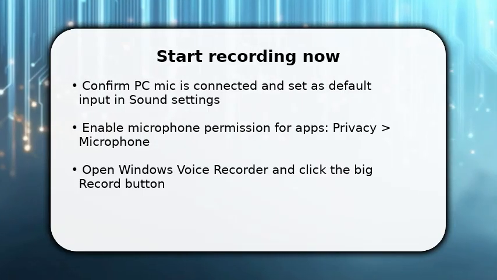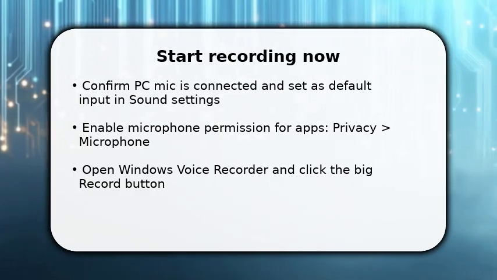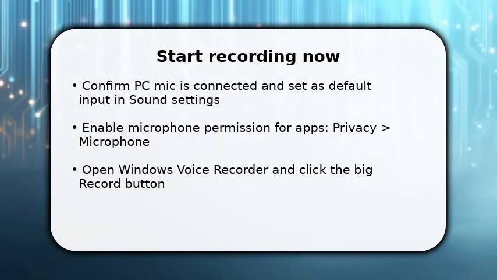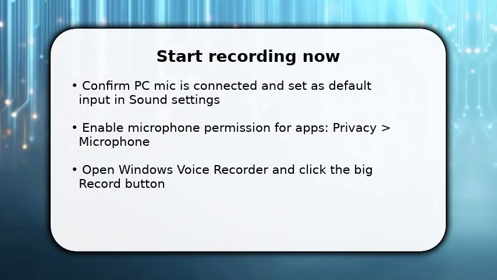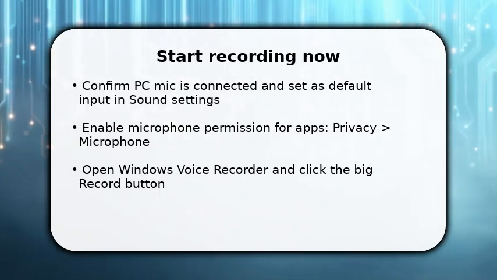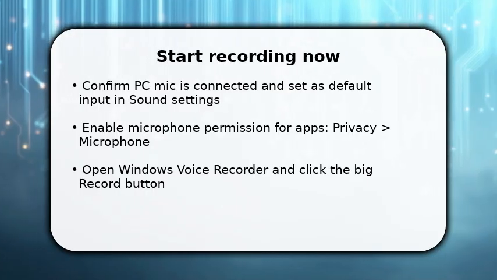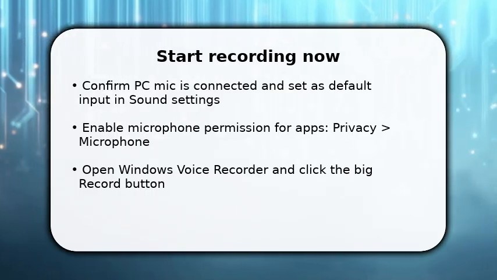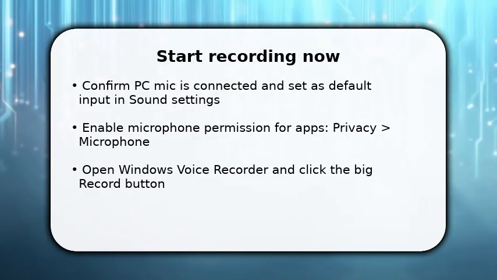You'll begin immediately. Plug in or enable your microphone and set it as the default input so the system captures sound. Once done, open the voice recorder app. It's the built-in, simplest tool for PC audio. Make sure microphone access is allowed in privacy settings so the app can hear you.